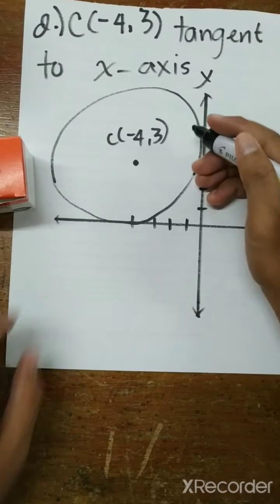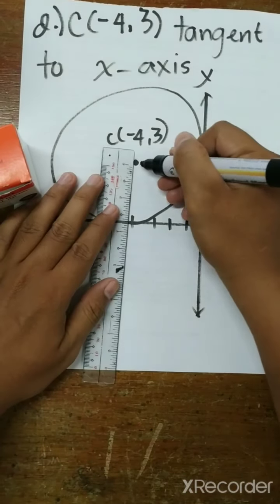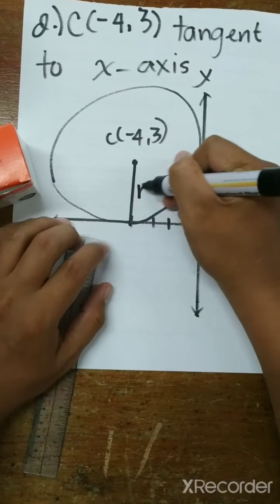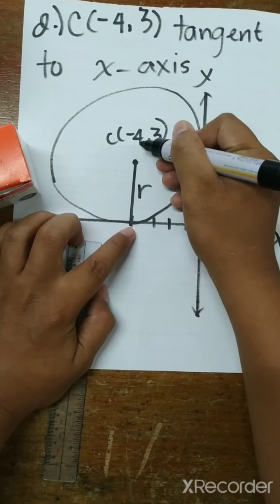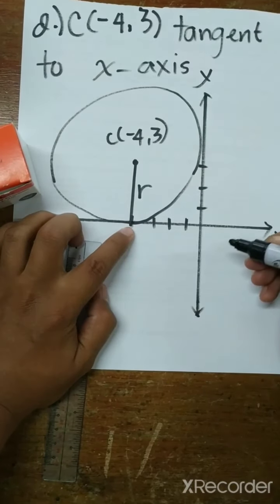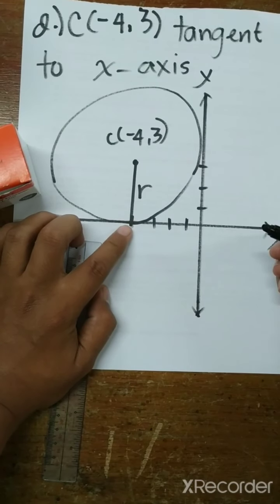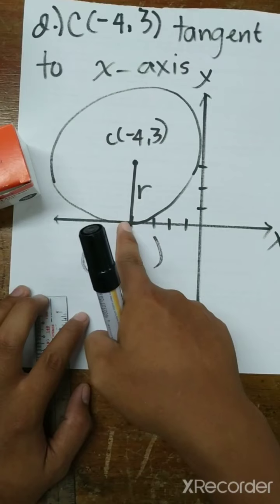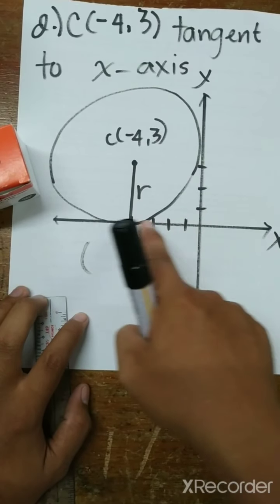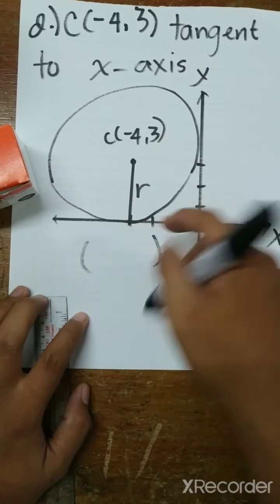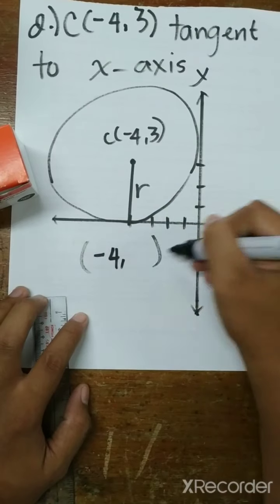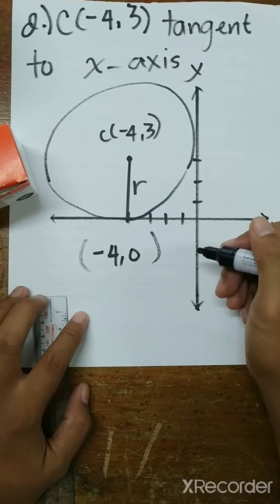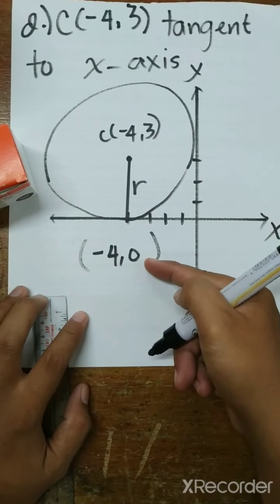Next we are going to find the distance, or our radius, from our center to this point. Now, what is the point of tangency? So the point of tangency is negative 4, right? It's negative 4, and we have 0 because it did not rise. Okay, so (-4, 0) is our point of tangency.